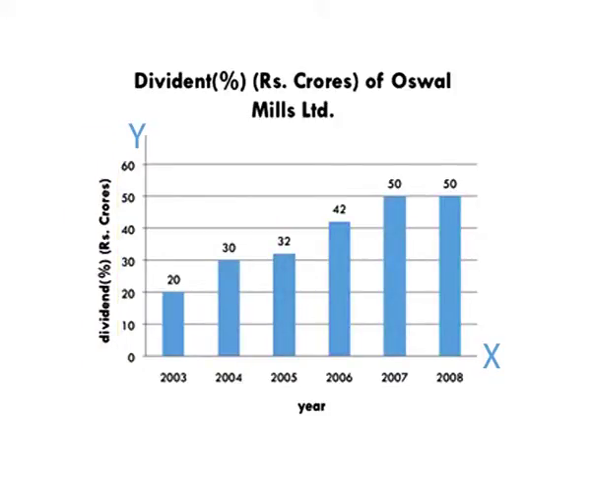And then on the top of each bar we place this data, that is 20, 30, 32, 42, 50 and 50. Now, if we just look at the diagram, then it gives me complete information about the statistical data present in the table.